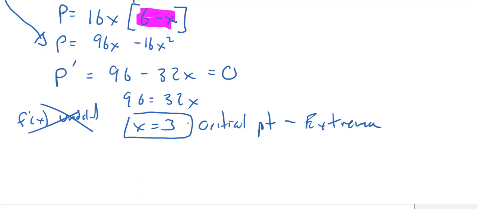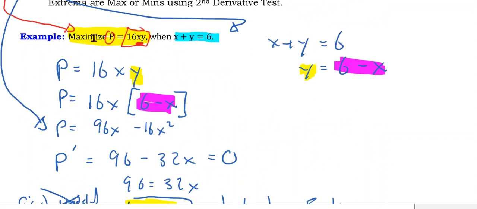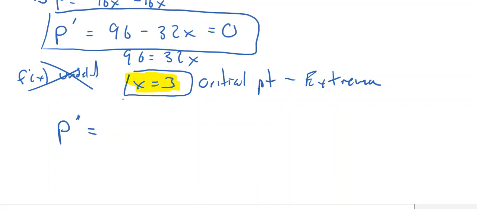Now, what we need to do is determine if x equals 3 is a maximum or a minimum, because what we're looking to do here is maximize, which means this is only our answer if it's a maximum value. So this is where we go to the second derivative test. The second derivative test says we find the second derivative of our objective function. So here's p prime. We want to find the derivative of that, which is simply negative 32.